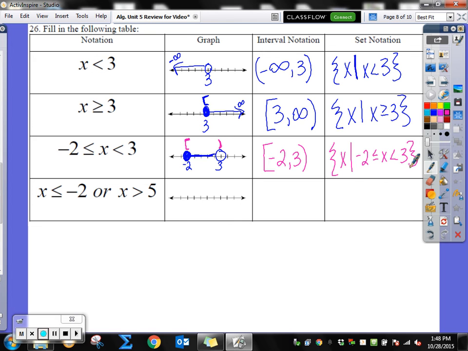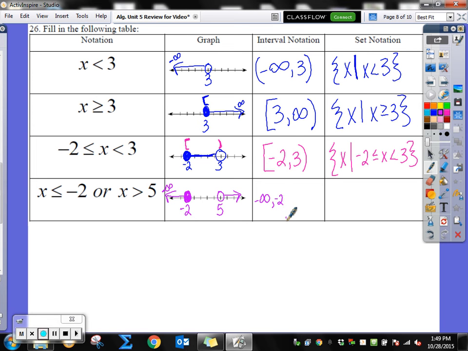And then for the "or" compound inequality, I'm going to graph it first. So -2 and +5. So it is x less than or equal to -2 and x greater than 5. Now, I know in this case, this is a little bit different. So I know on this side, it's going from negative infinity to -2. So that's the first thing that I'm going to write in our interval notation. So from negative infinity to -2.